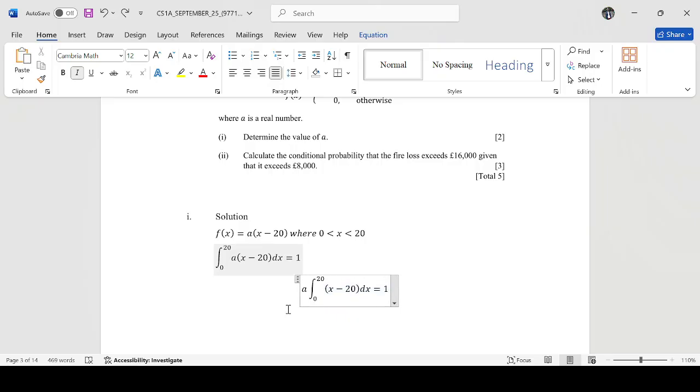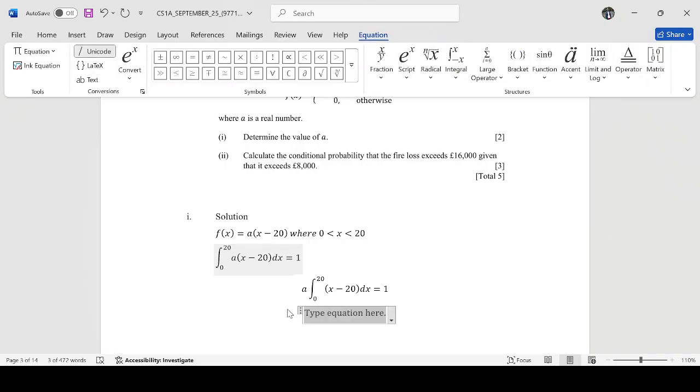So we go to the next line and start another equation editor. Now we are integrating what we have inside the bracket. So we have x squared divided by 2, then minus 20x, because the 20 didn't have the value of x. You close it, but don't forget to put the limits, both from 0 to 20. Remember that you're still equating everything to 1, and we have our value of a here.